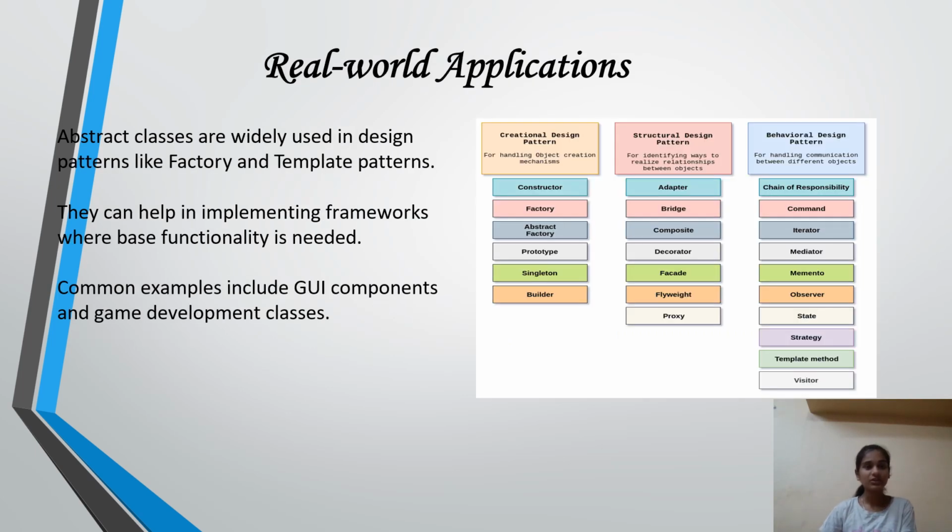Real world applications. Abstract classes are widely used in design patterns like the factory and template patterns. They can help in implementing a framework where base functionality is needed. Common examples include GUI components and game development classes.